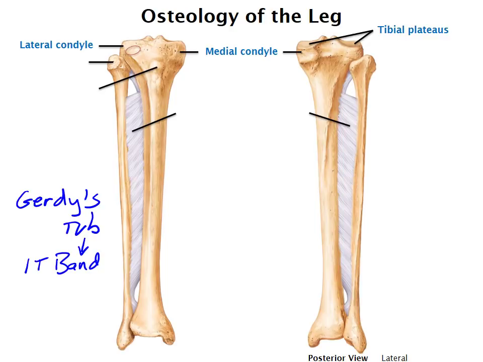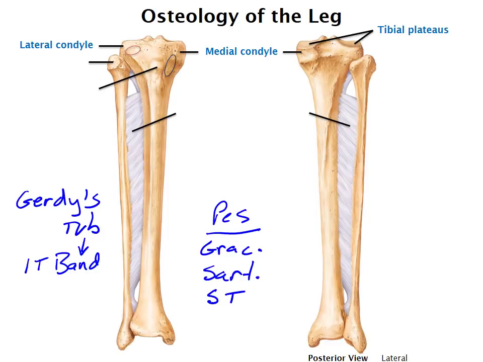How about this area? Do you recall what attaches medially here? This is where three tendons, which comprise the pes anserinus, attach. Can you remember which muscles contribute to the pes? Gracilis, sartorius, and semitendinosus.